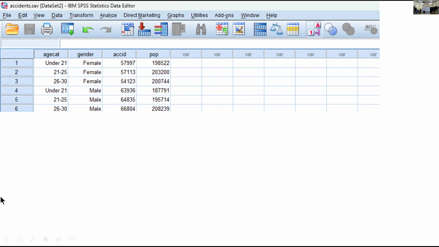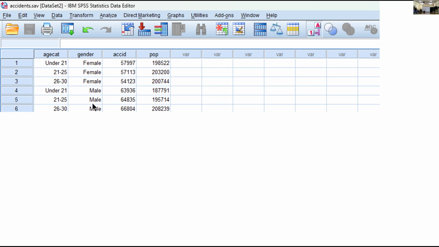This is just to show you what data looks like. I've taken SPSS, which has some dummy data sets. This is the accident data set. You can see that it has rows and columns. An Excel spreadsheet also looks very much like this. This is also called a database.